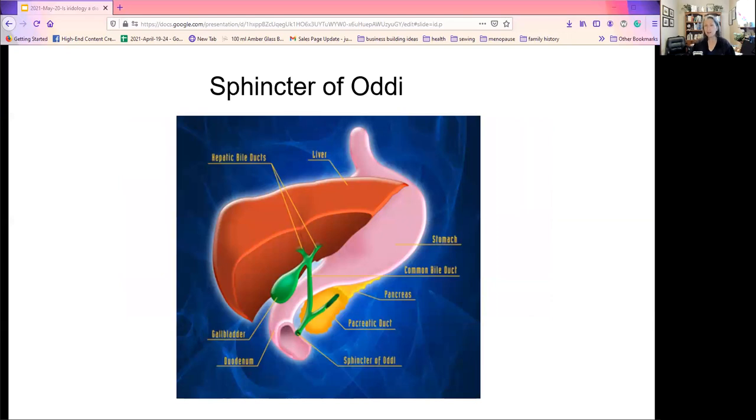This next client, not a female and not trying to get pregnant, was a male who I've been working with for some time. I need to give you a little bit of background here. We have the liver that produces bile, and the bile is sent into the gallbladder for concentration. And then when we need it to emulsify fats in the small intestine, the bile comes down the common bile duct and is released through the Sphincter of Oddi.